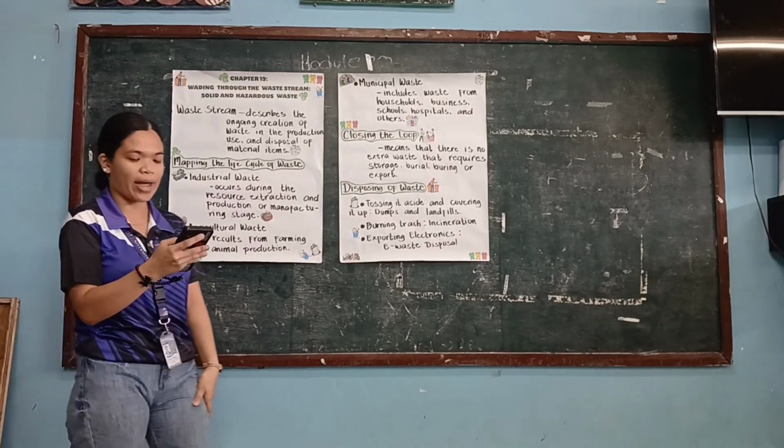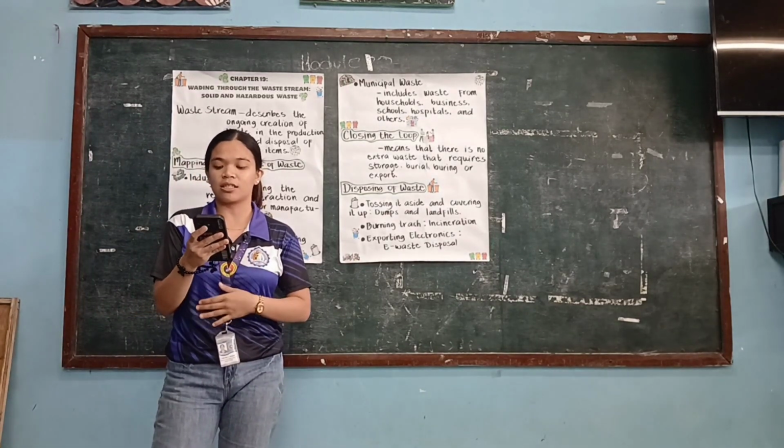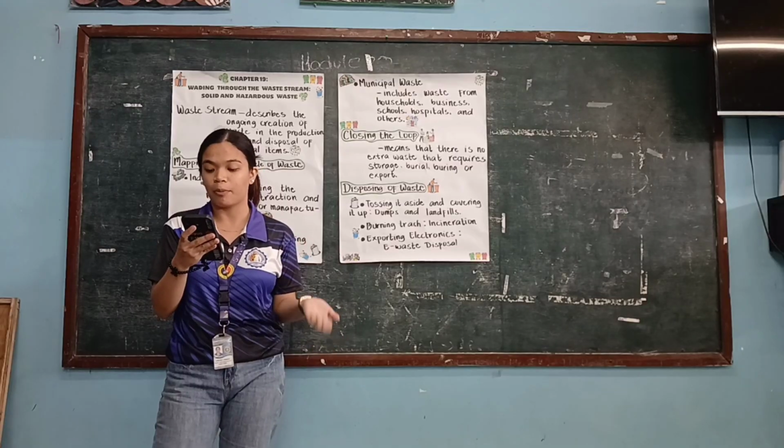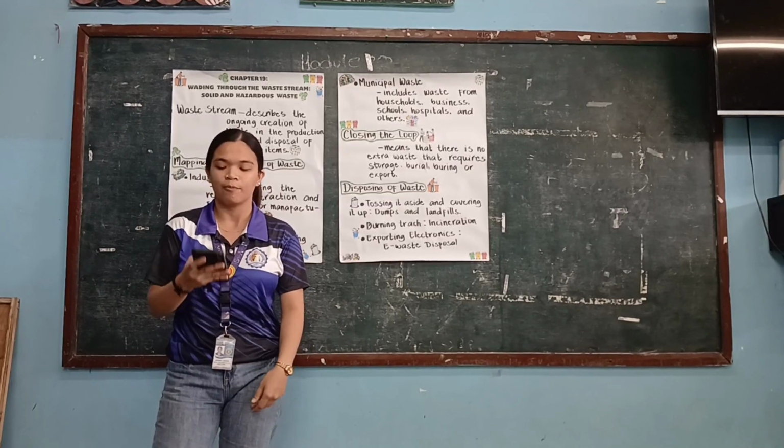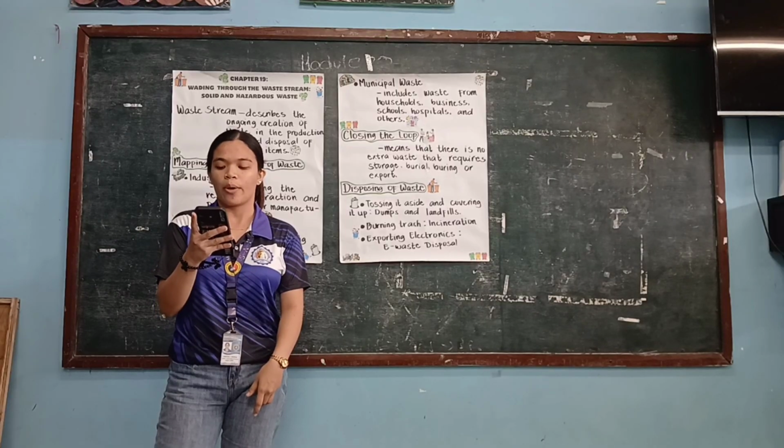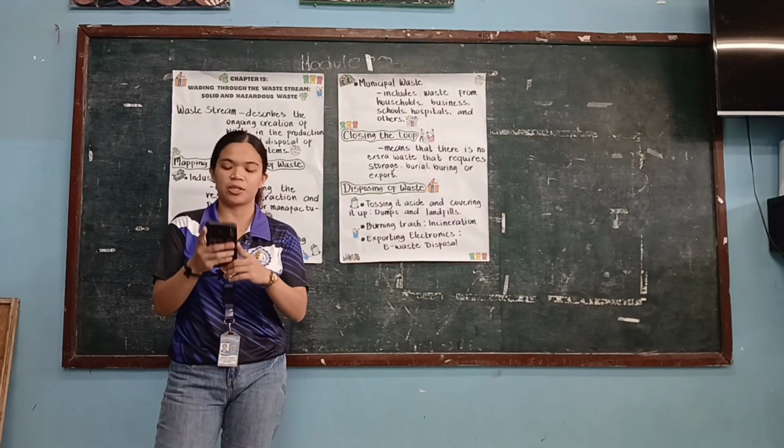So industrial waste is trash that comes from factories and businesses. Industries that make products like steel, clothes, or food produce waste such as chemicals, scraps, and packaging.